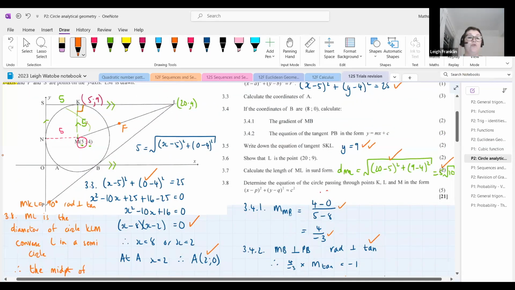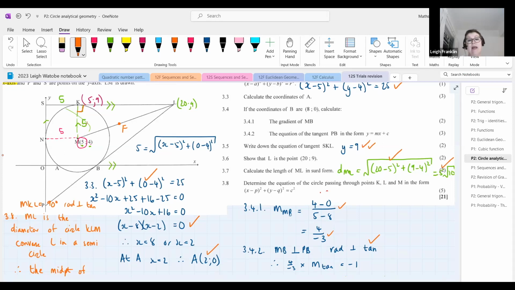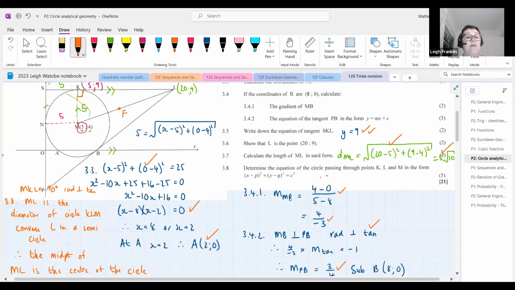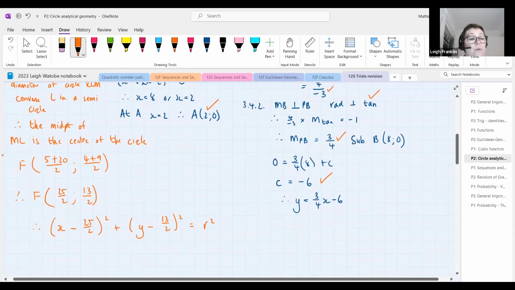And you could use either the coordinates at K or the coordinates at M or the coordinates at L in order to be able to solve for R. Or you could work out the distance from M to F or F to L. That would also give you the value of R. I think it's probably just easier to sub in a point. So I'm going to sub in 5 and 4.